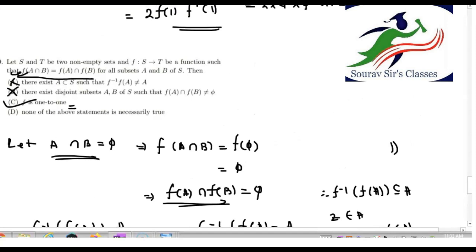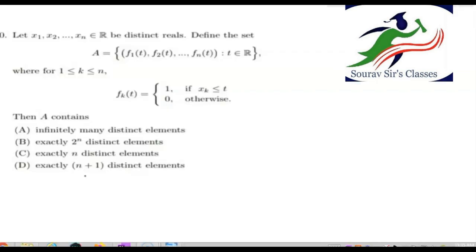So that's all about that. And the question says, let x1, x2, dot dot, xn belong to R be distinct reals, then define a set A equal to the n-tuple (f1(t), f2(t), dot dot, fn(t)), t belongs to R, where 1 less or equal to k less or equal to n, fk(t) is equal to 1 if t is greater or equal to xk, and 0 otherwise, right? So first of all, let us observe the function.